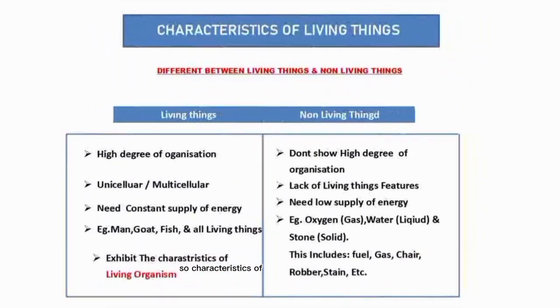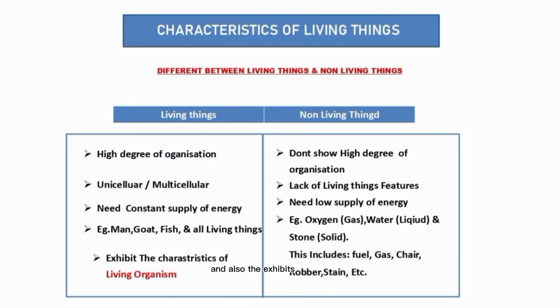So, characteristics of living organisms. But before we talk about the characteristics of living organisms, we have to consider the difference between living things and non-living things. Since we say biology is the study of life, living things have, number one, a higher degree of organization, made of many complex tiny atoms together in order to perform actions. They are either unicellular or multicellular. They also need a constant supply of energy. They always need energy in order to perform their work. Examples are man, fish, and all living things. Anything that has life in it is a living thing or living organism.